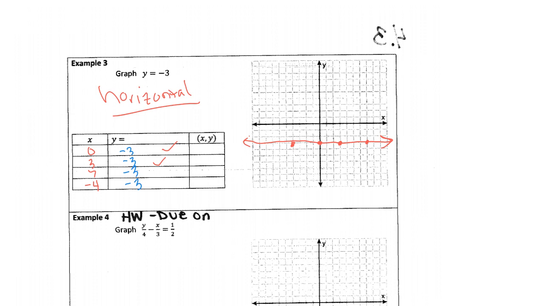What I would suggest for your homework is to get rid of the denominator. Maybe you would do that by multiplying by 12. Just a hint there.